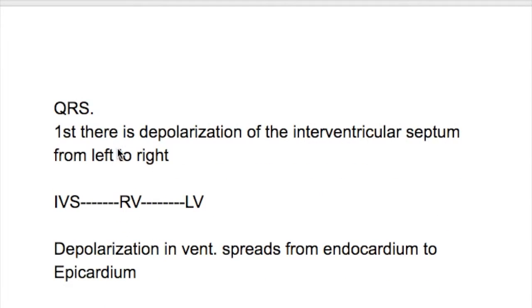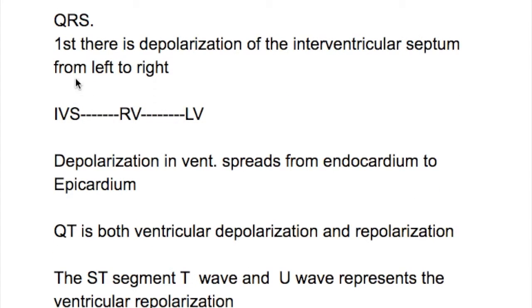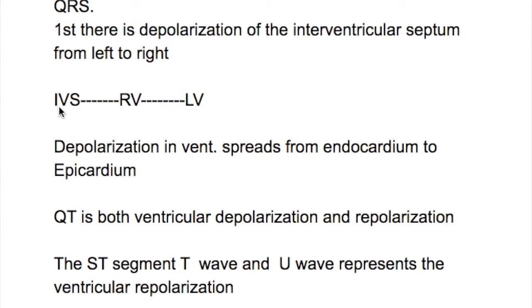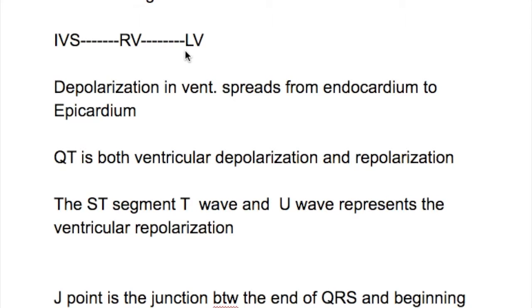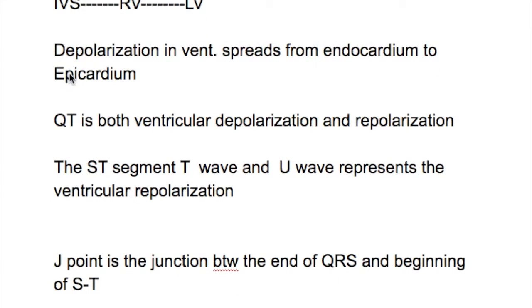So how does the depolarization spread? First, there is depolarization of the interventricular septum, then the right ventricle, and then the left ventricle. So this is the sequence of events in depolarization. How does the depolarization spread in the ventricles? It spreads from endocardium to epicardium.